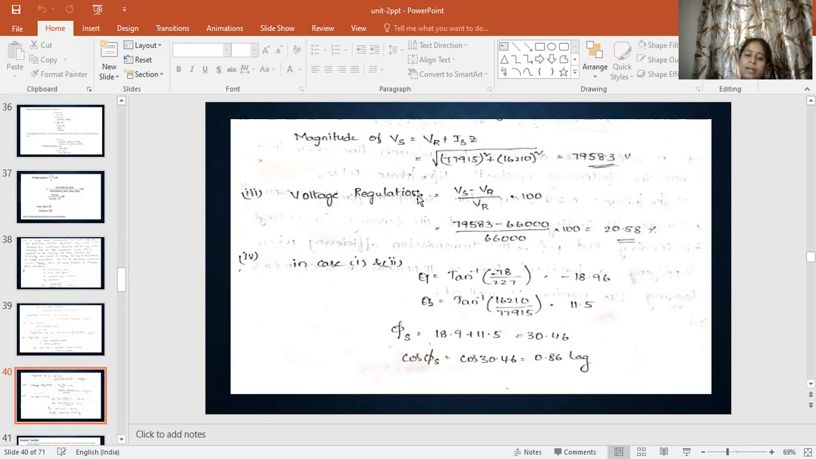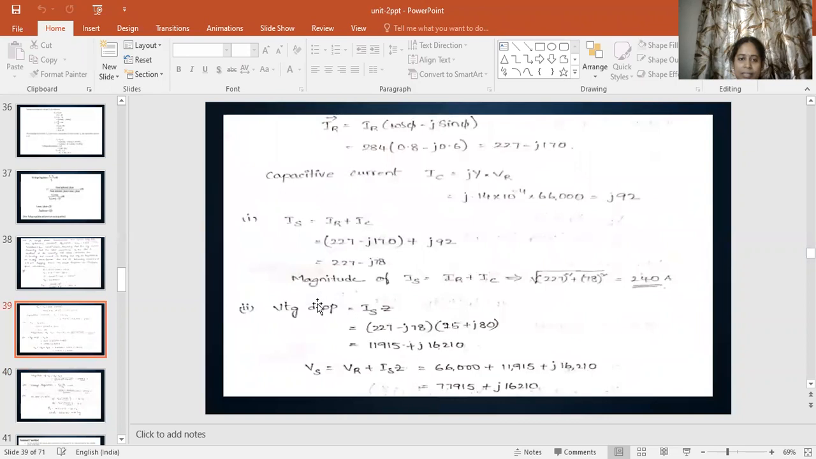And the Vs and Vr values are substituted in the voltage regulation. The voltage regulation is Vs minus Vr by Vr into 100. That value is 20.58%, which is the voltage regulation. And in the first case we can calculate the IS current, and in the second case we can calculate the Vs value.